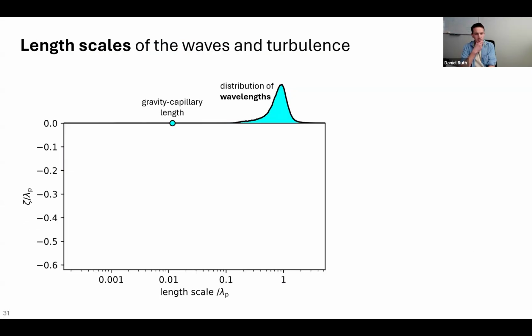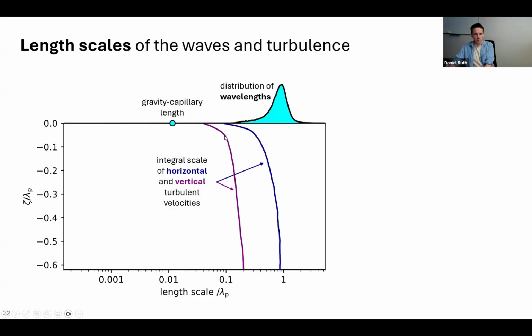So we can compare these length scales now to the length scales of the waves. So this plot is showing us a length scale that's normalized by the peak wavelength. And to start, we can look at the distributions of all the wavelengths that we measure with the Hilbert transform. And we get something that's somewhat broad, but still peaked around, of course, the peak wavelength. Down here is the gravity capillary scale. Then the 2 integral scales that I just showed are these 2 curves here.